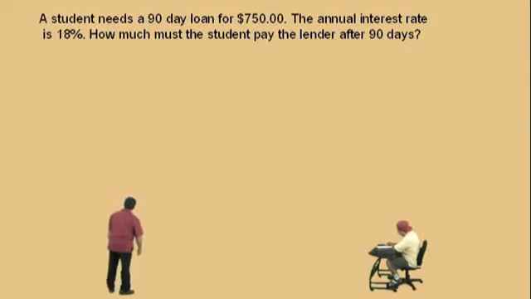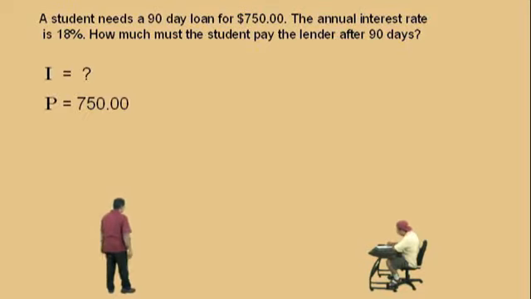All right, so we're going to use our simple interest formula. I is what we're going to try to calculate. Principal is $750. Now, what's the rate, Charlie? Remember, it has to be a decimal. And so what is it? 0.18. That's right. Remember, you got to move the decimal 2 places to the left. And now, the time in years.